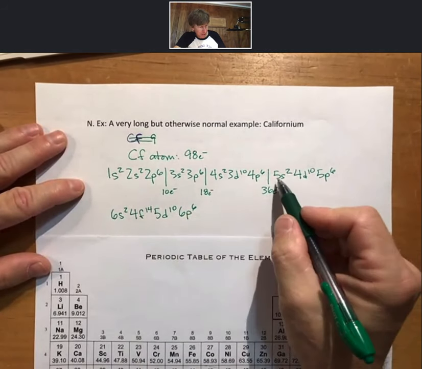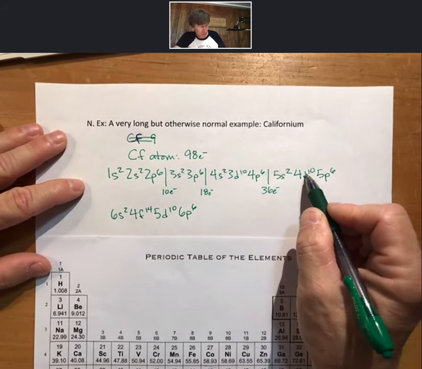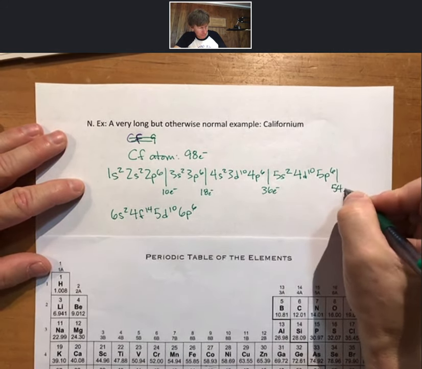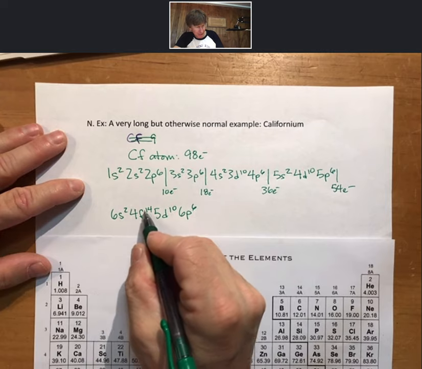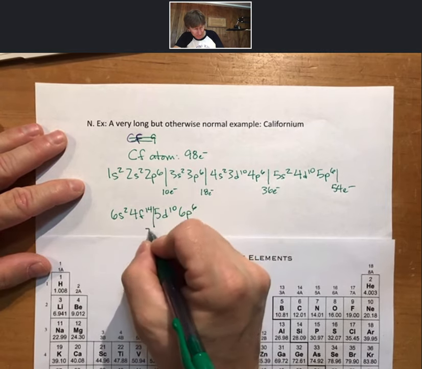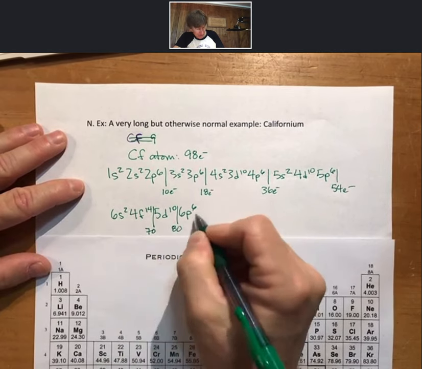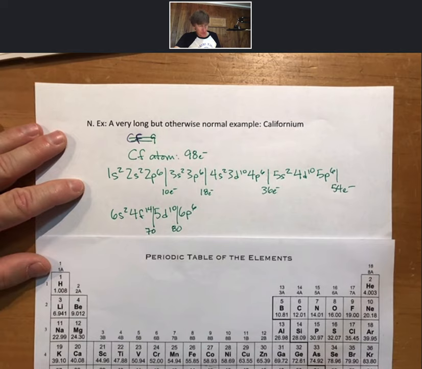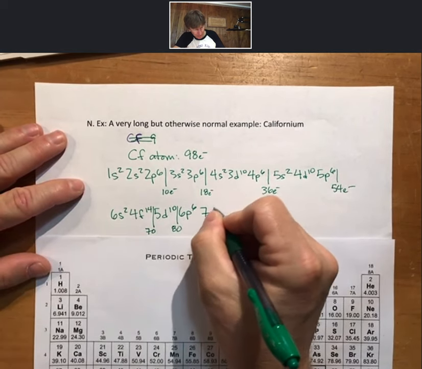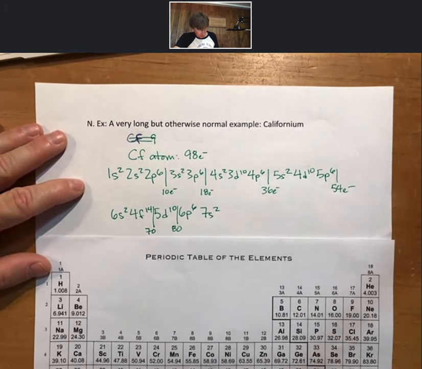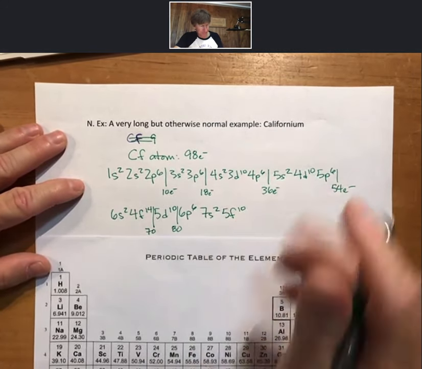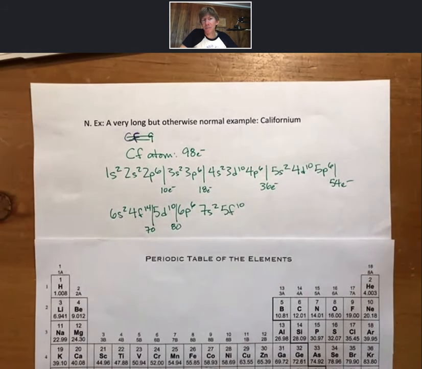Let's see. So 36, 38, 48, 54, 56, 66, 70, 80, 86. 86, good. Then we have, 86, we have 12 more electrons to go. Then 7s2. Double asterisk, double star, 1, 2, 3, 4, 5, 6, 7, 8, 9, 10. Let's see, 5f10. And that is the complete electron configuration for californium. And that ends this lecture.